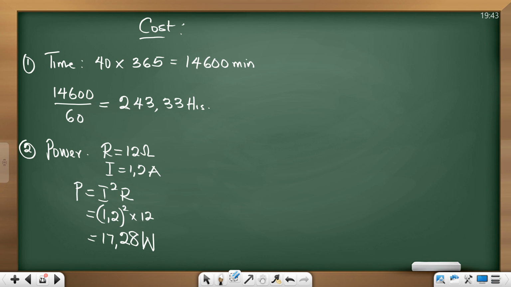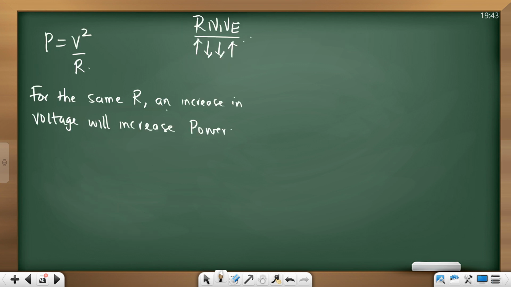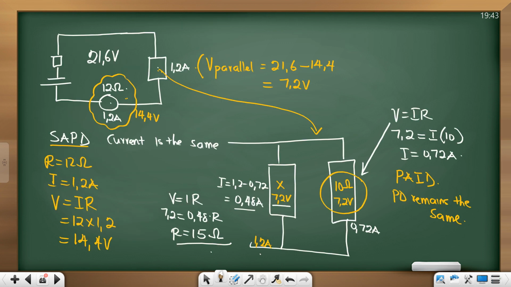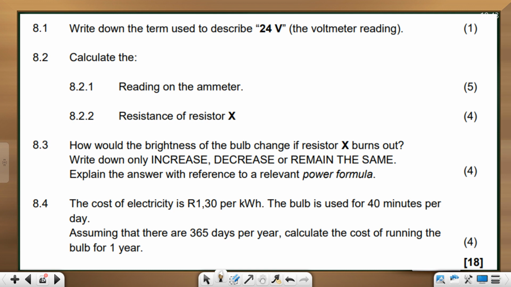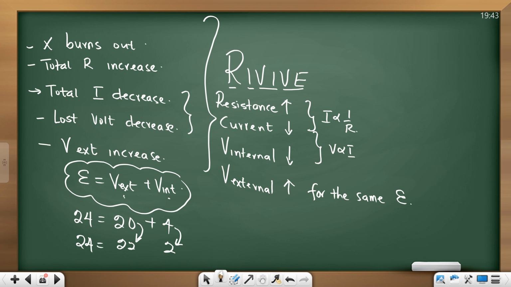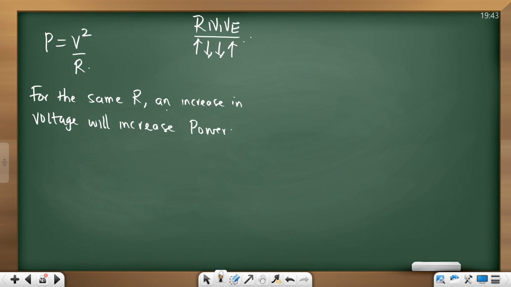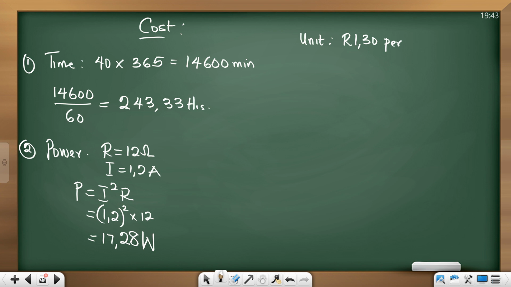Now, wait. We have power. I want you to notice something. This is where the key is. What is the unit? The unit we were given was R1.30. I want you to watch something. It says per what? I know you didn't take note of that, and that's where the answer is. Please take note. Should you forget, this is what you check. Per what? Kilowatt hour. The power must be converted to kilowatts, and time is converted to hours. Please take note of that.